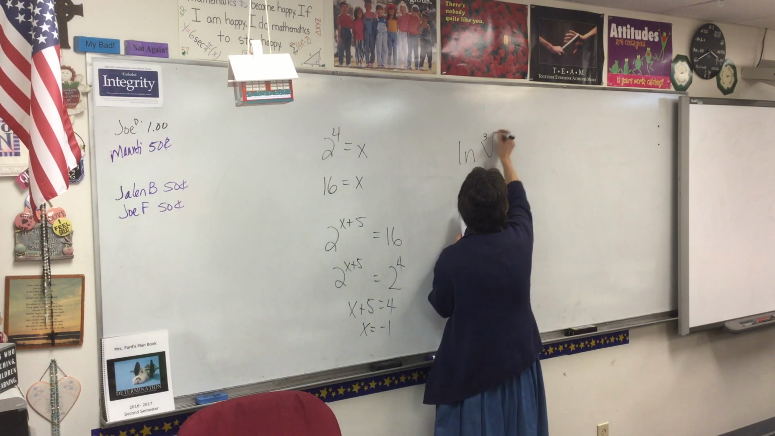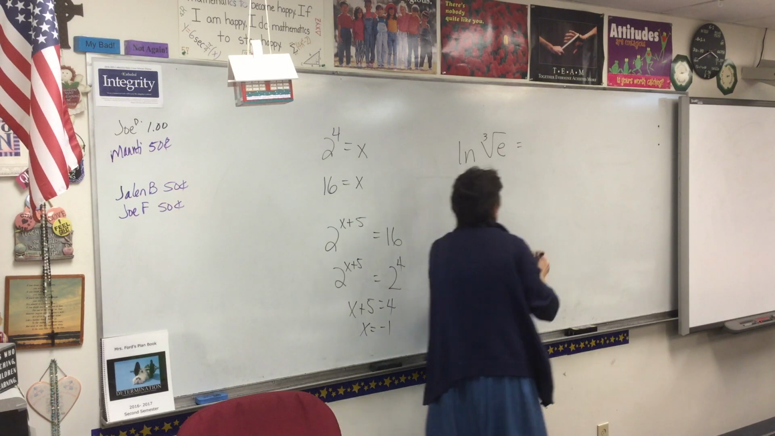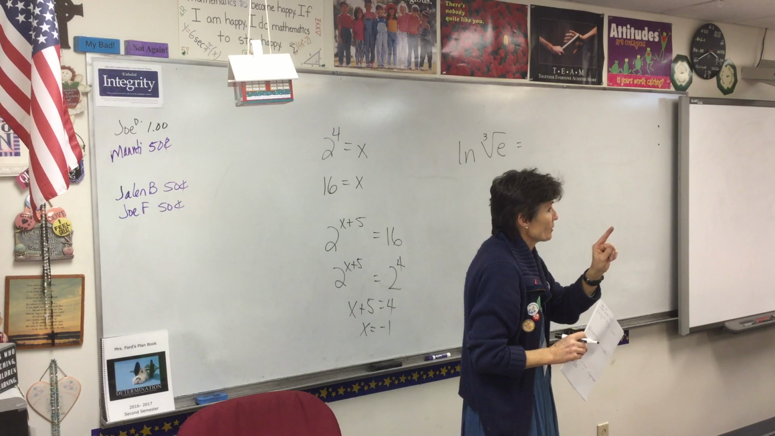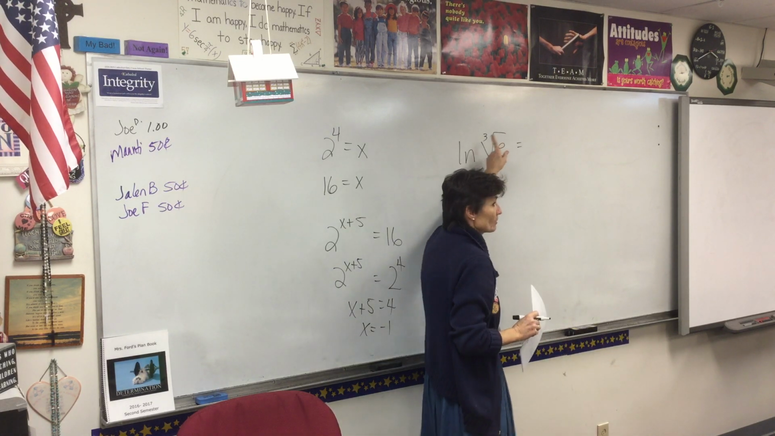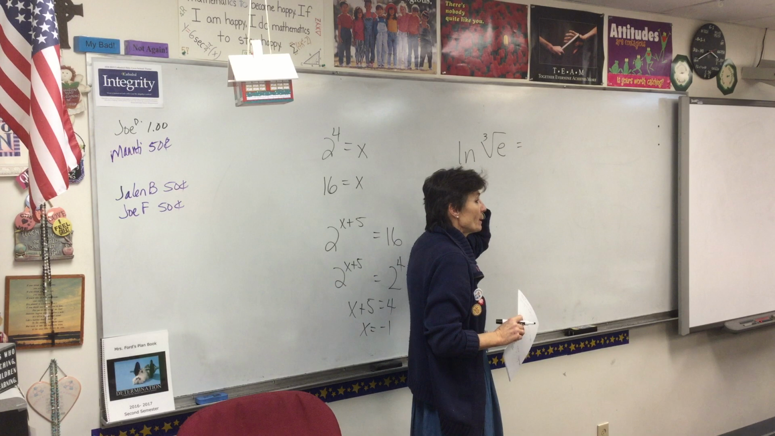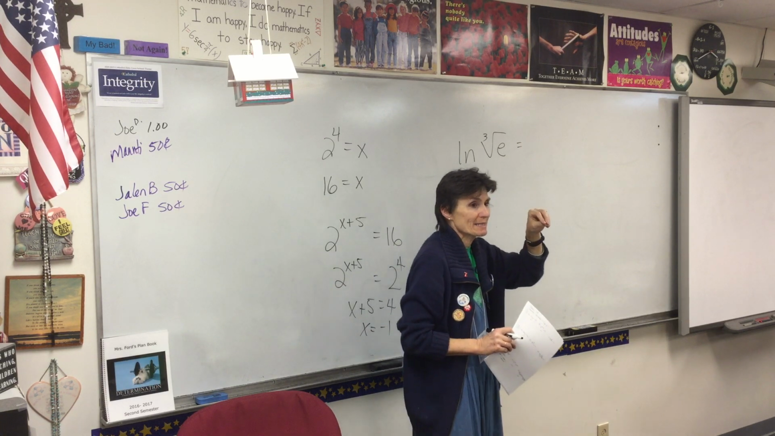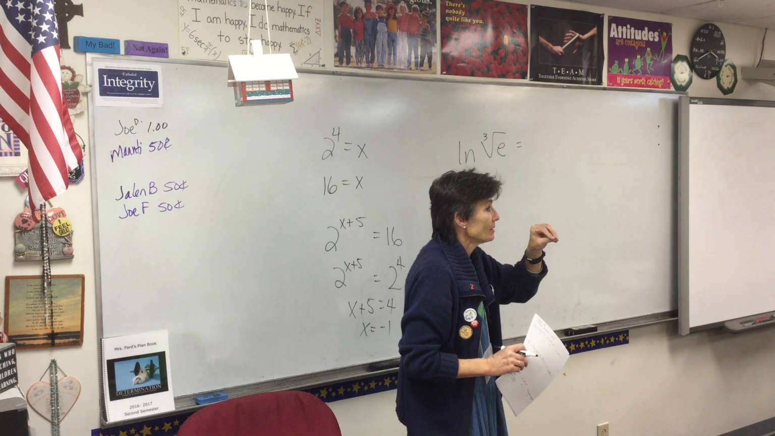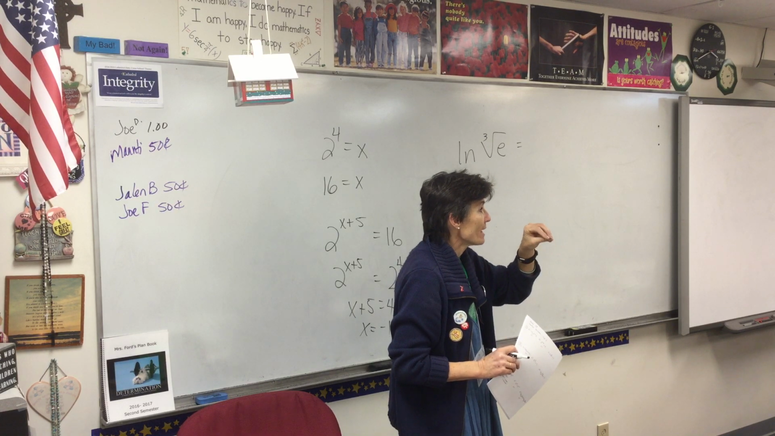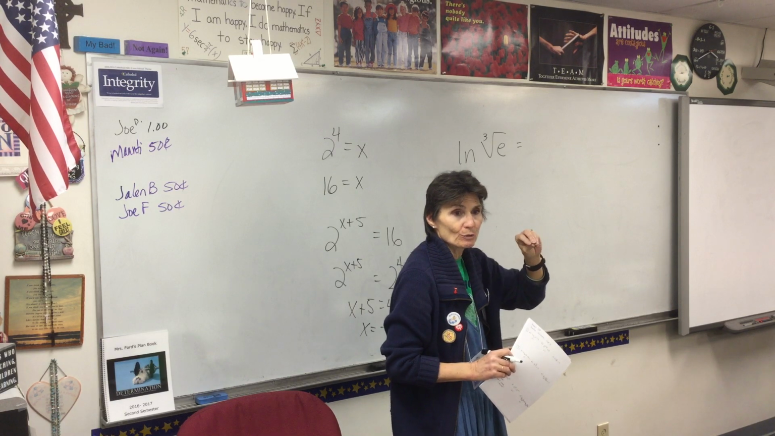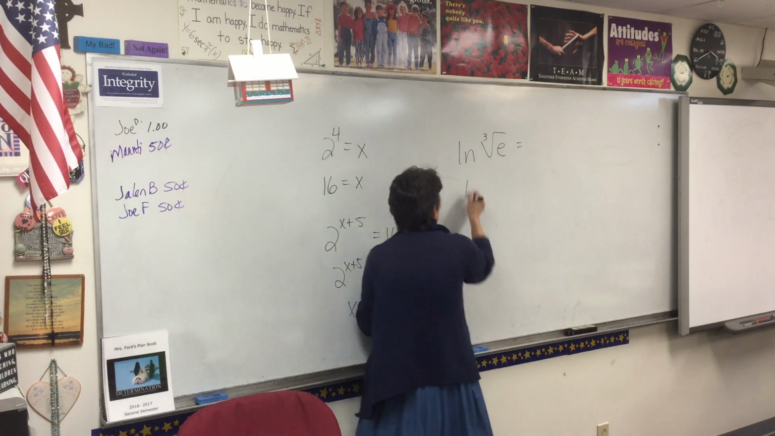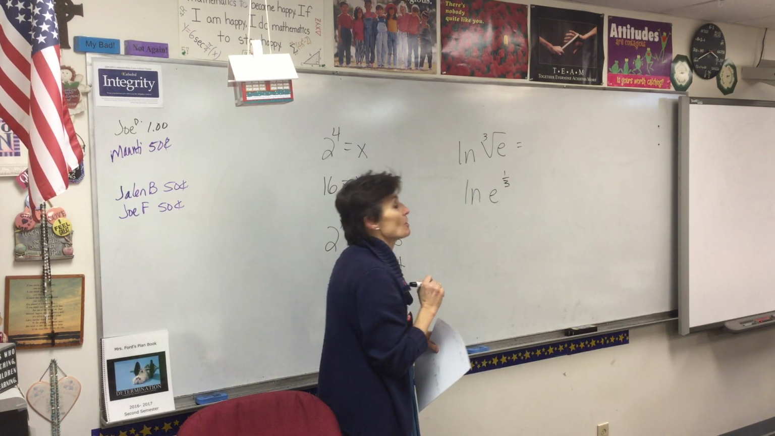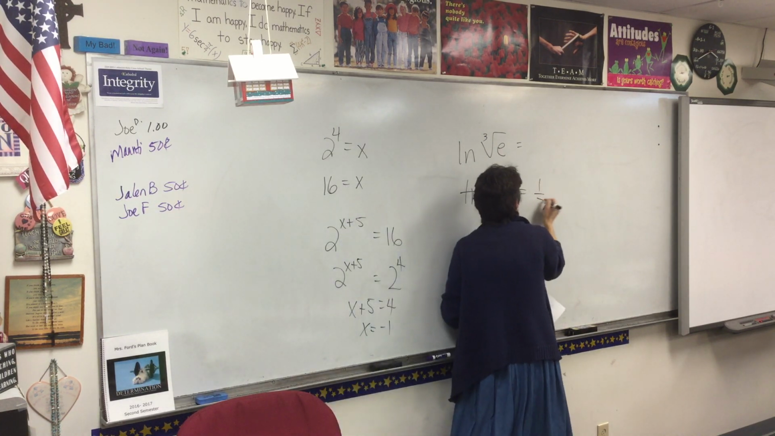No calculator. What does this equal? Well, they're going to cancel, but they have to be next to each other first. So what are you going to do with that radical sign? What does a cube root represent? A fractional exponent. So it'd be 1 over 3. So this is e to the 1/3. So the answer is 1/3.